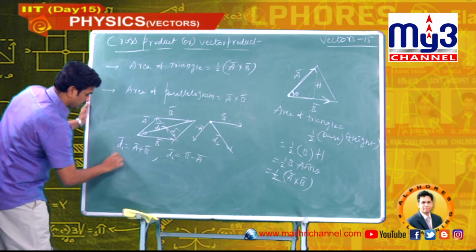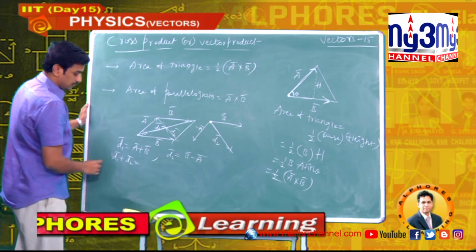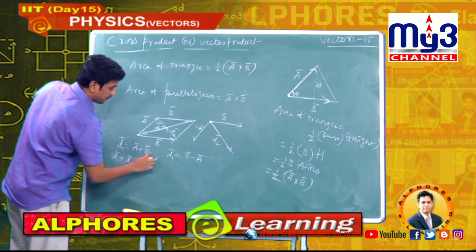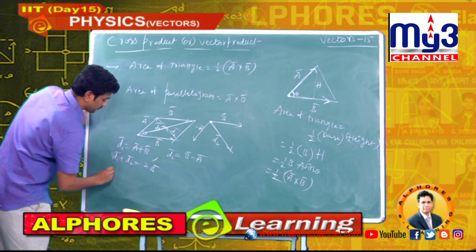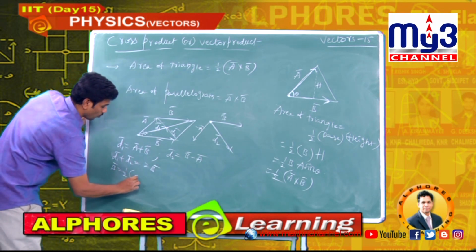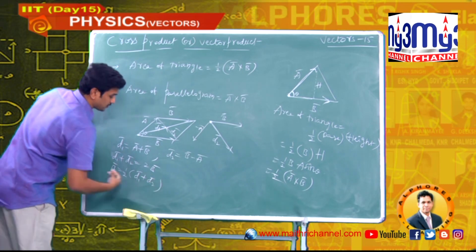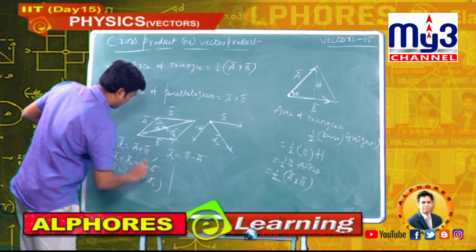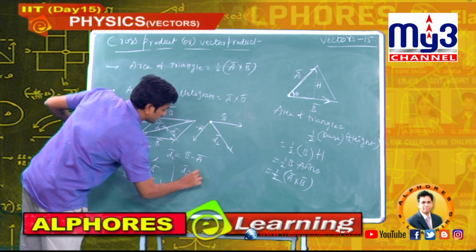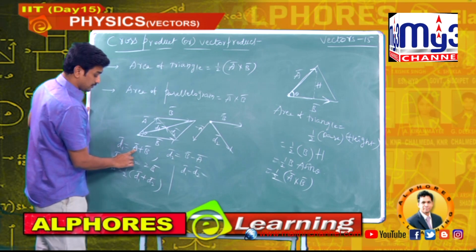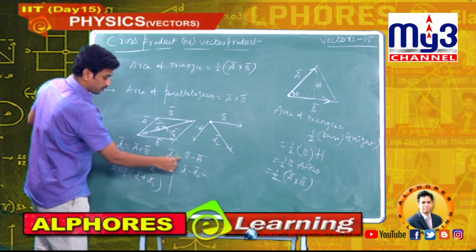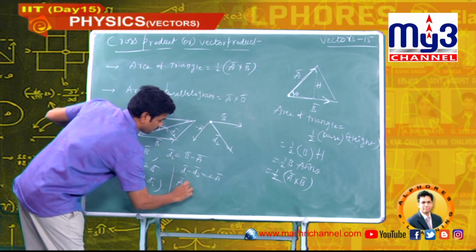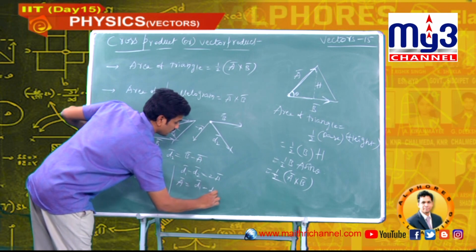Now D1 bar plus D2 bar is equal to adding these two. A bar plus A bar, A bar minus A bar cancelled out. B bar plus B bar, 2B bar. Now B bar is equal to 1 by 2 (D1 bar plus D2 bar). Now adding these two, I got B bar. Subtract these two, D1 bar minus D2 bar. Subtracting, so B bar cancels out. Minus of minus plus, 2A bar. What is the A bar now? D1 bar minus D2 bar by 2.